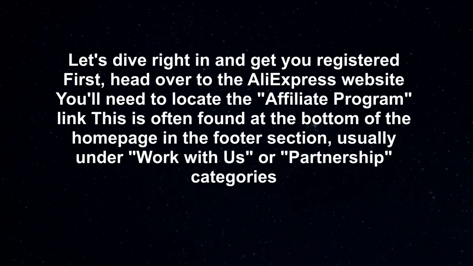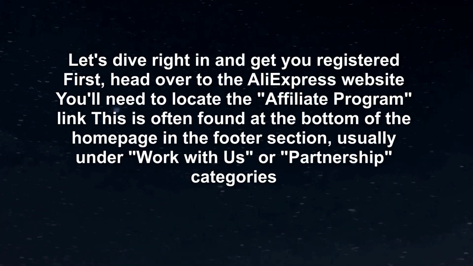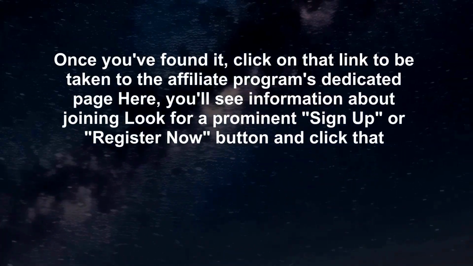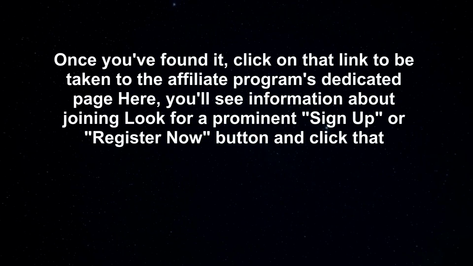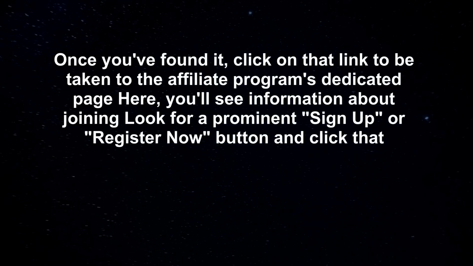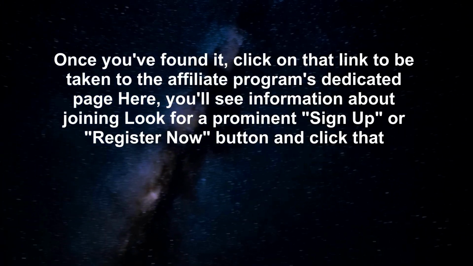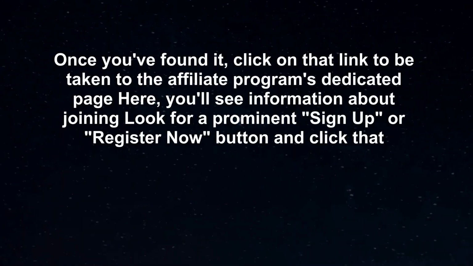This is often found at the bottom of the homepage in the footer section, usually under Work with Us or Partnership categories. Once you've found it, click on that link to be taken to the affiliate program's dedicated page here. You'll see information about joining. Look for a prominent Sign Up or Register Now button and click that.